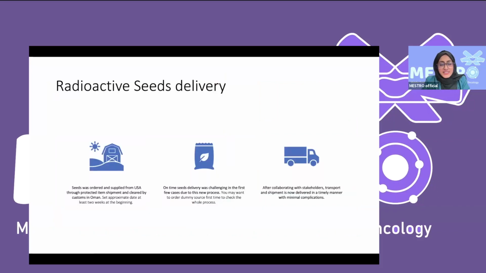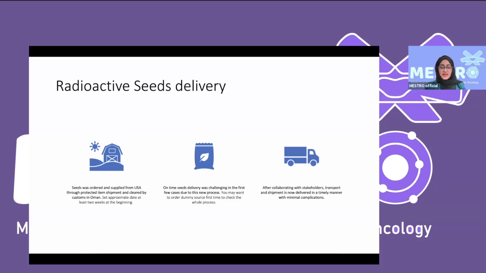Since we are requesting these radioactive seeds from abroad, you also want to handle the customs clearance process in your country and set an approximate date for when you get those seeds, maybe 2 weeks. Keep in mind that if anything happens, you might not get the seeds on time. So you have to request them at least 2 weeks before the day of the implant, in case something happens, for example if there is a storm in the US or in Europe or wherever you're requesting from.